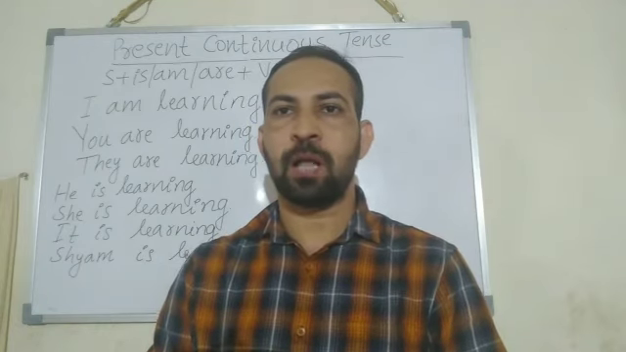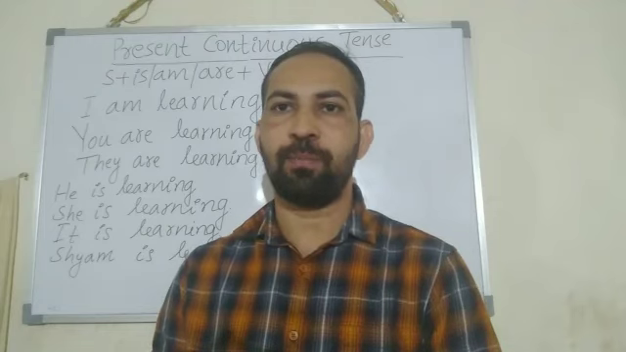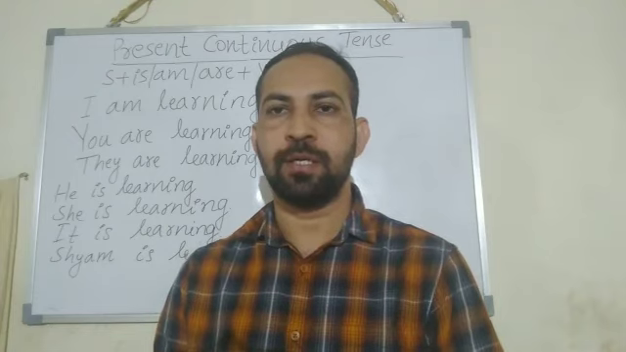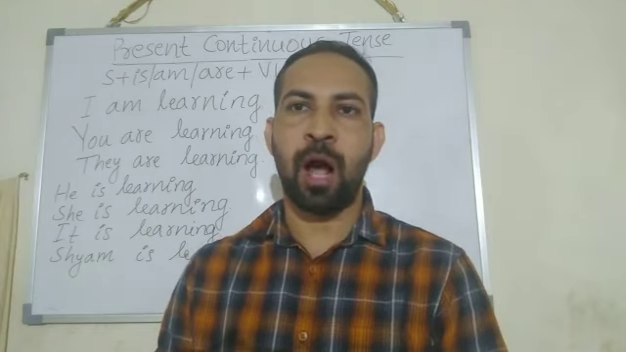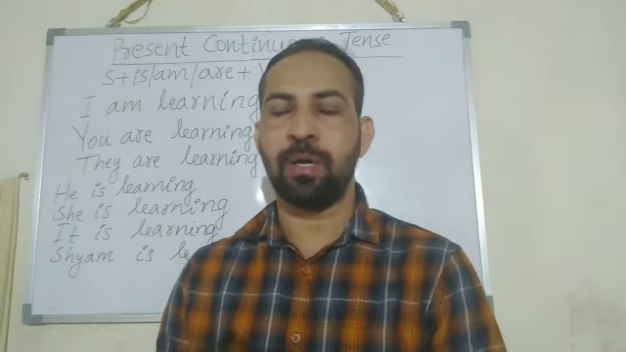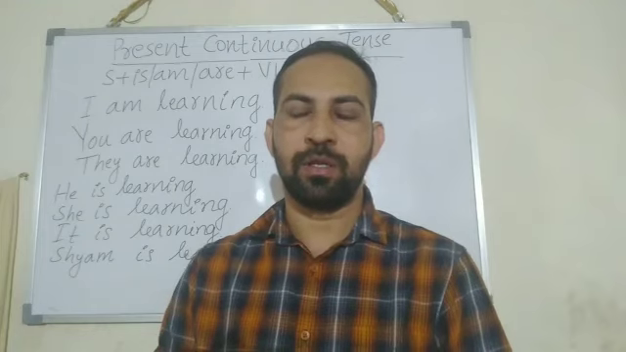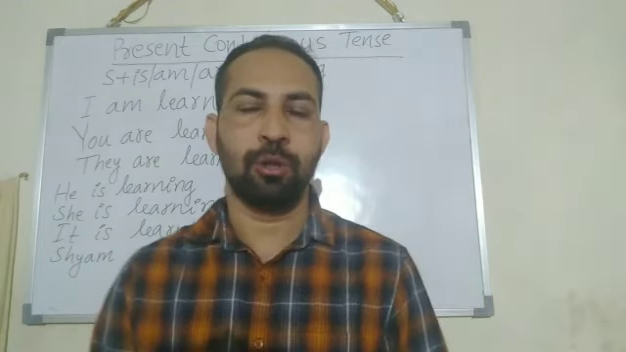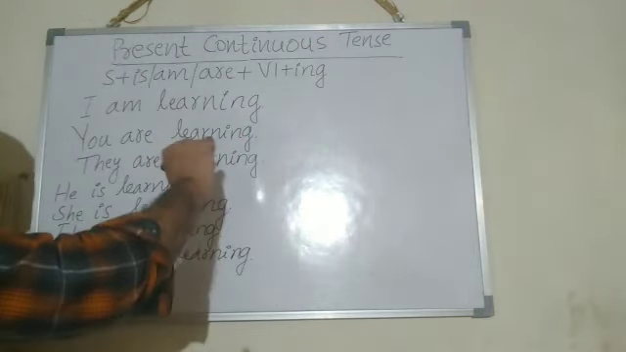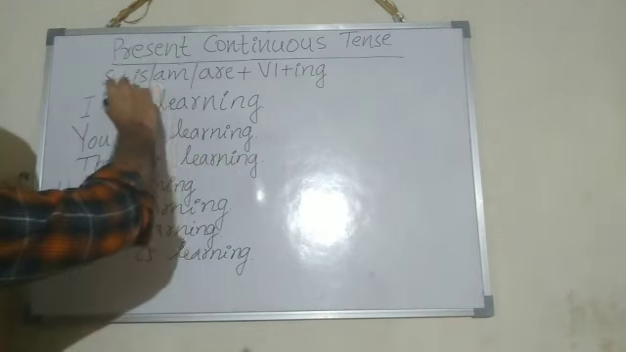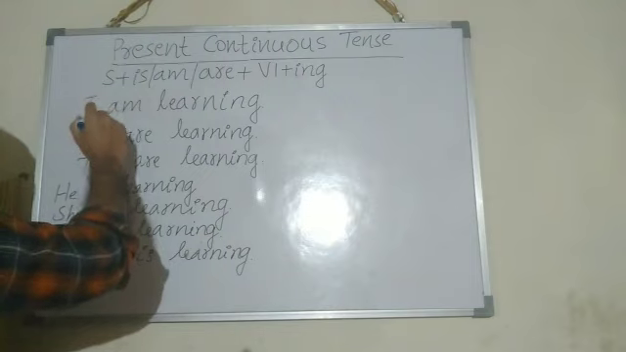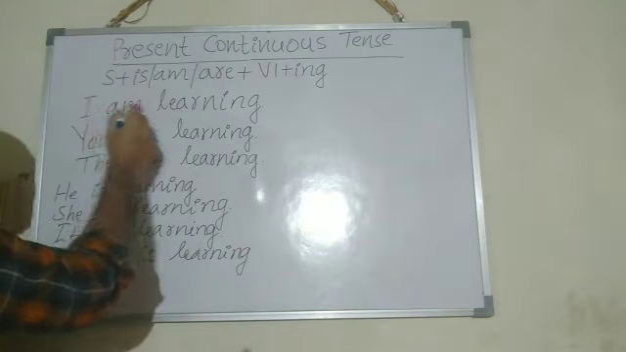If we are making a positive sentence of present continuous tense, we should remember the rule, that is subject plus is or am or are plus V1 form of verb plus ing. This rule you have to remember. Look at the board. If you want to make positive sentences as per the rule, first the subject comes, right?